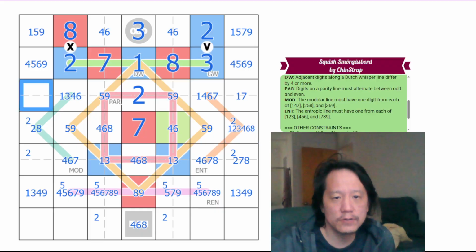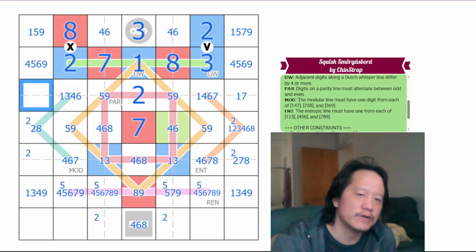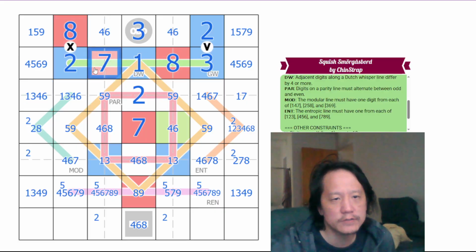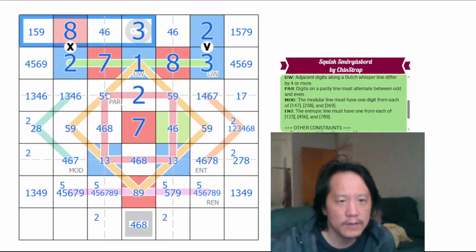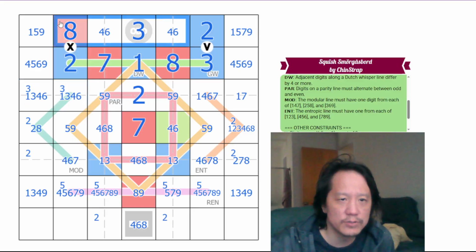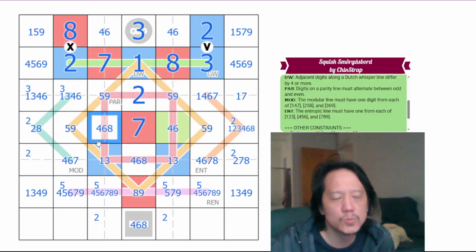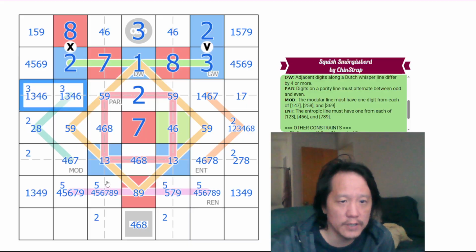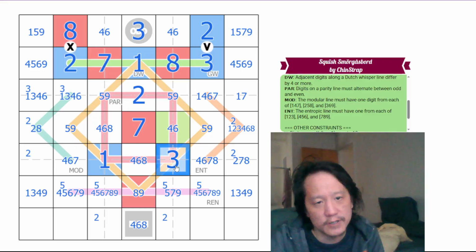Remaining digits here cannot be 2, 5, or 9. We have 1, 3, 4, 6, 7, 8. No 7 or 8 here because of the 7 or 8 already in the box. 3 has to be one of these digits here. So this is guaranteed to be 3 because there's no other place for it in box 1. Since 3 is guaranteed to be one of these two digits here, it cannot be here. So this must be 1, that's 3.